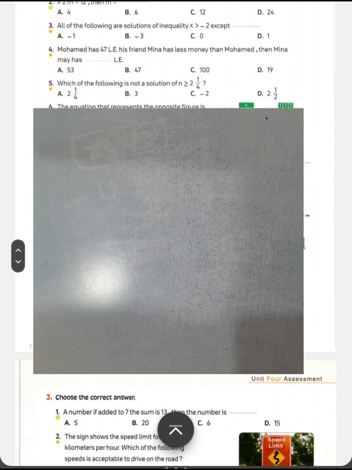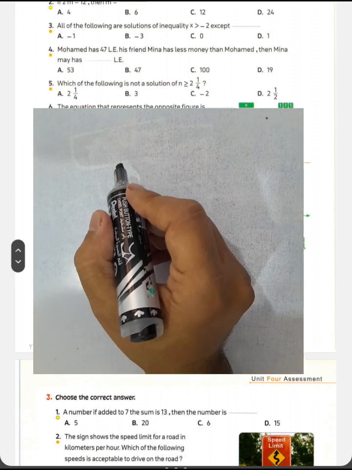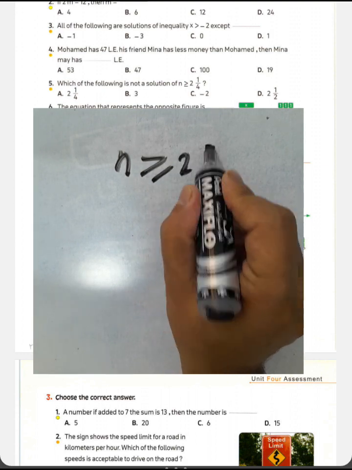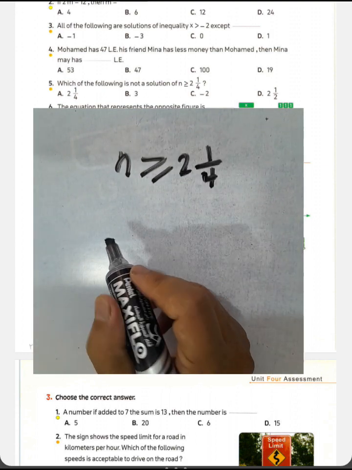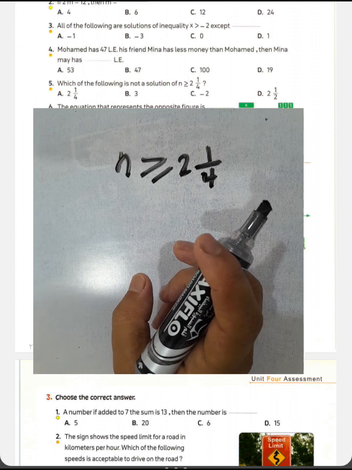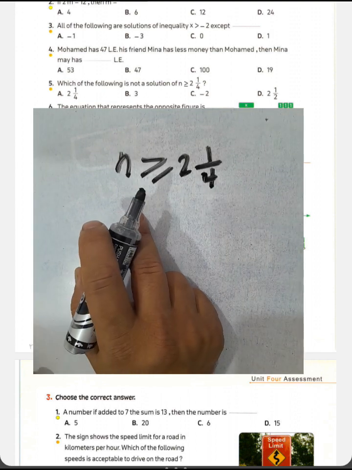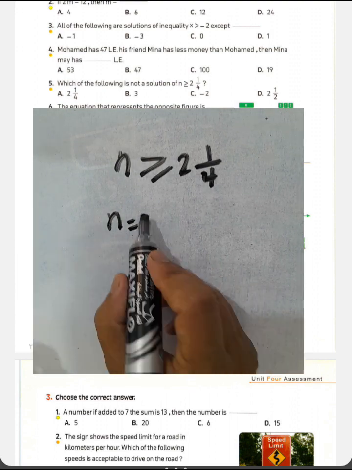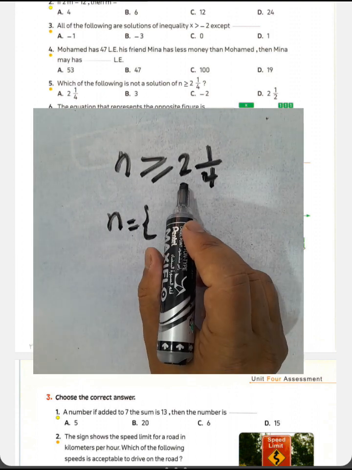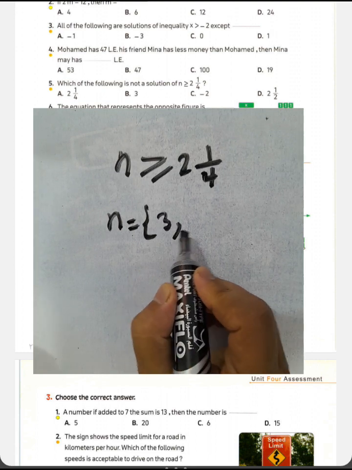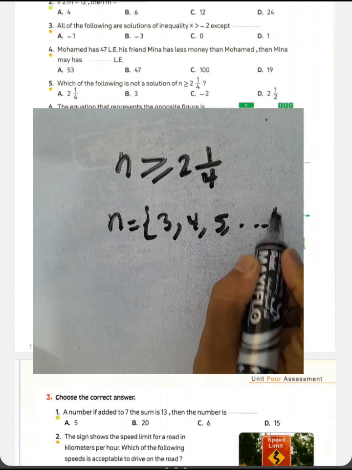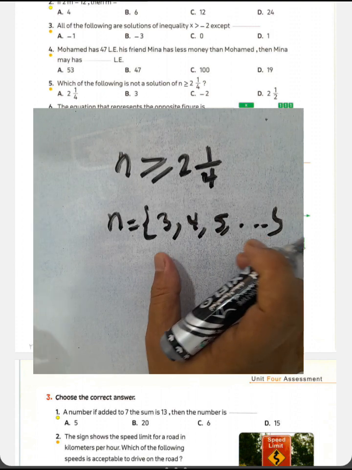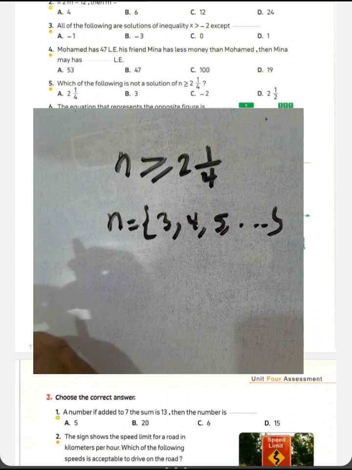Number 5. Which of the following is not a solution of n is greater than or equal to 2 and 1 over 4? We can find the solution for this example. n will be equal to all numbers greater than 2 and 1 over 4. It will be 3, 4, 5 and so on. You can find the result in the set of integers or in the rational numbers.